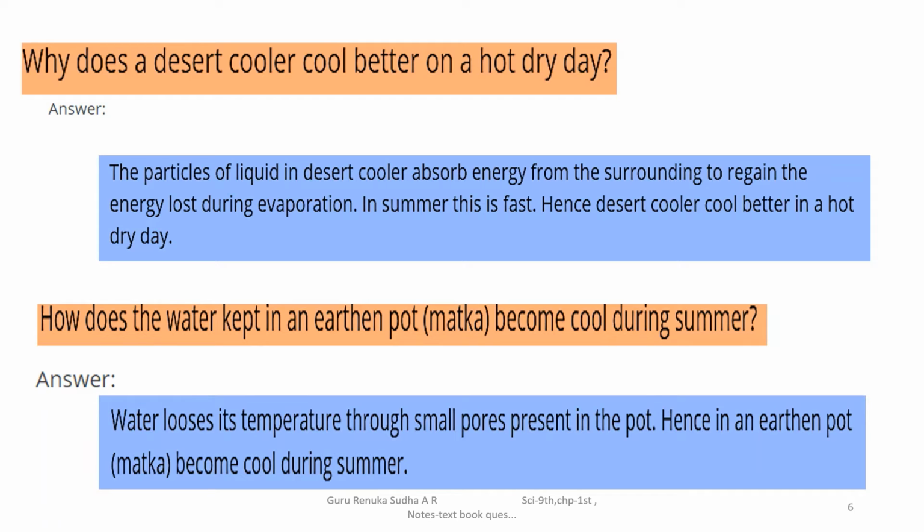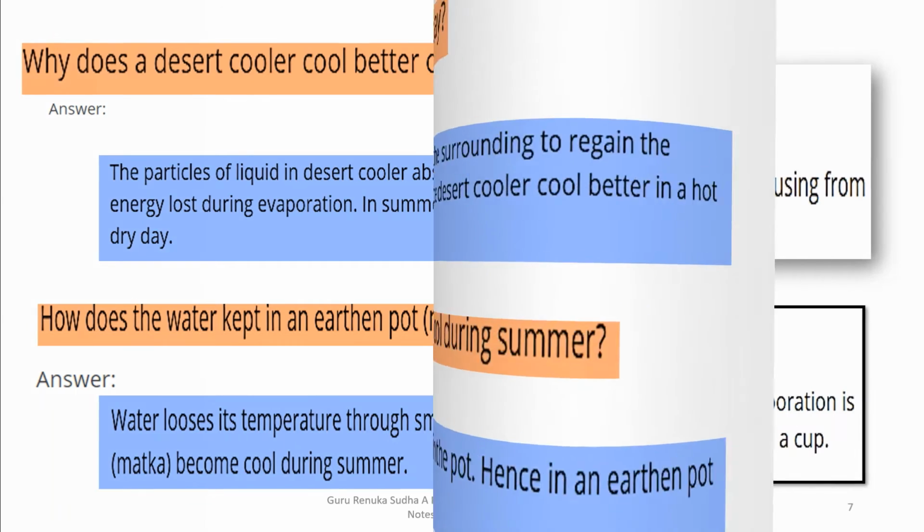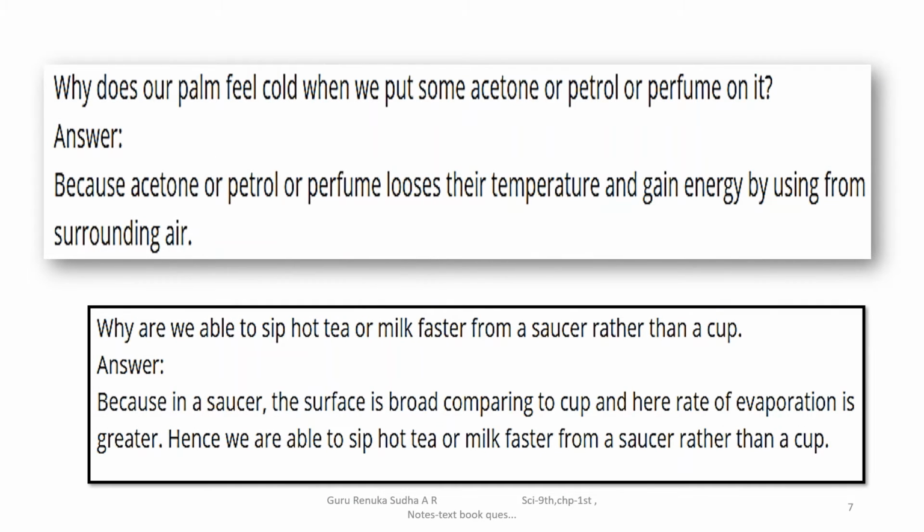Water loses its temperature through small pores present in the pot. Hence, in an earthen pot, that means in matkas, the water becomes cool during the summer. These are the common questions that we observe in our daily life. So you have to be in a position to answer these after knowing the concepts present in the chapter first. Depending on those things only, they ask these types of questions.